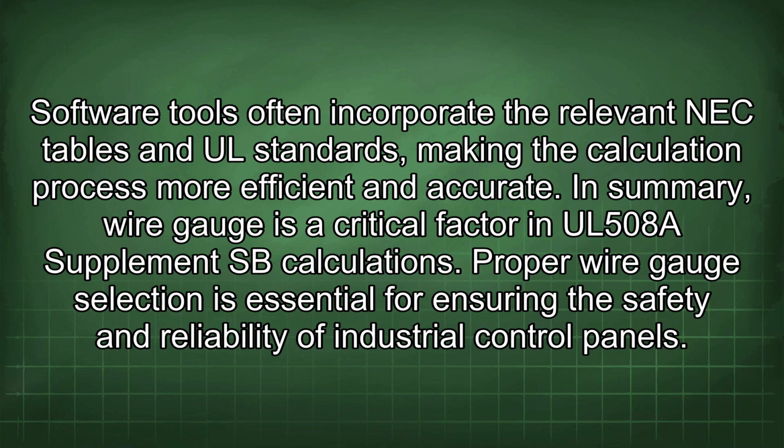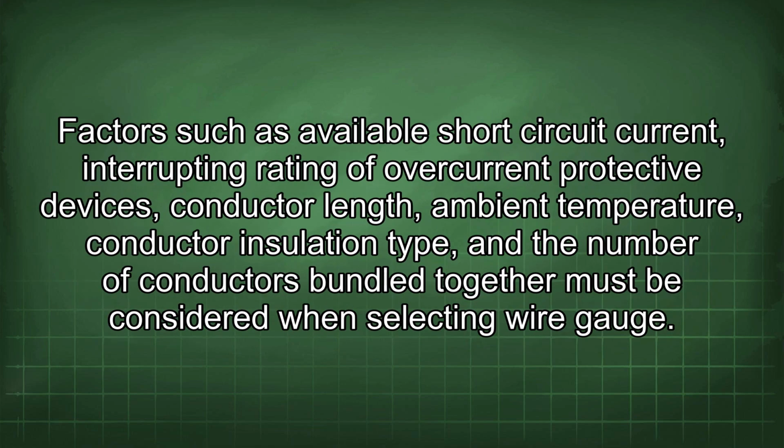In summary, wire gauge is a critical factor in UL508A Supplement SB calculations. Proper wire gauge selection is essential for ensuring the safety and reliability of industrial control panels. Factors such as available short-circuit current, interrupting rating of overcurrent protective devices, conductor length, ambient temperature, conductor insulation type, and the number of conductors bundled together must be considered when selecting wire gauge.